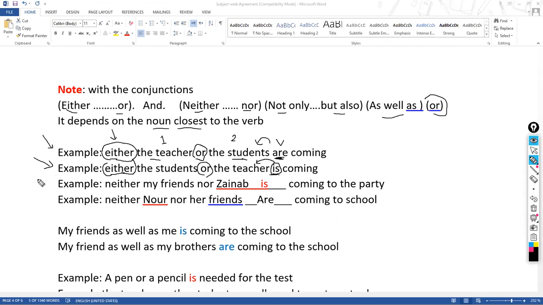أوكي فهمت. We have another example. Notice neither my friends nor Zainab is coming to the party. Absolutely, I use neither with nor. This is number one. Number two, this is the verb. The closest noun is Zainab, singular, so singular verb.